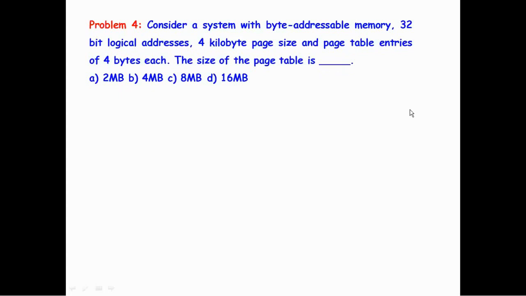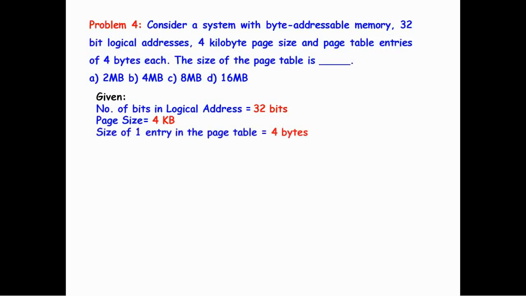In this problem, a system with byte addressable memory is given. Byte addressable means in memory chip the data is stored byte by byte. That's the meaning for byte addressable memory. 32-bit logical address, 4 KB page size and page table entries of 4 bytes each were given. We need to find the size of the page table. Let us see how to calculate. Given is number of bits in logical address, which is equal to 32 bits. Page size is equal to 4 KB. Size of one entry in the page table is equal to 4 bytes. We need to find the size of the page table.